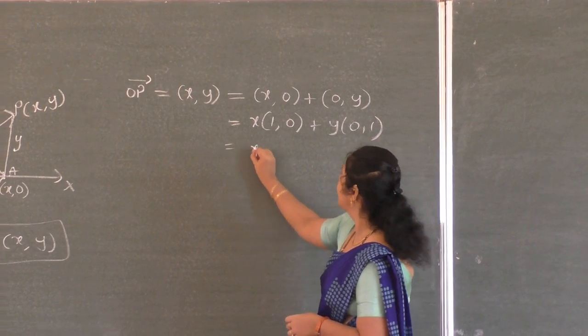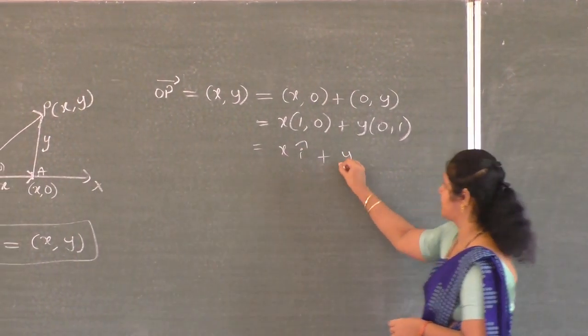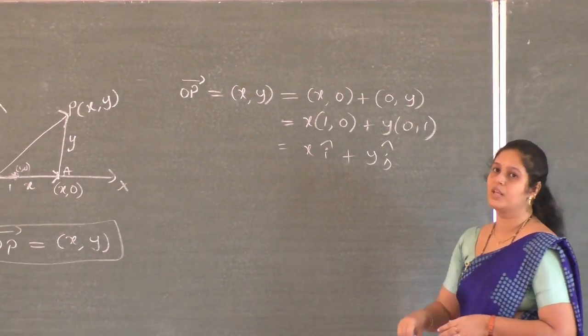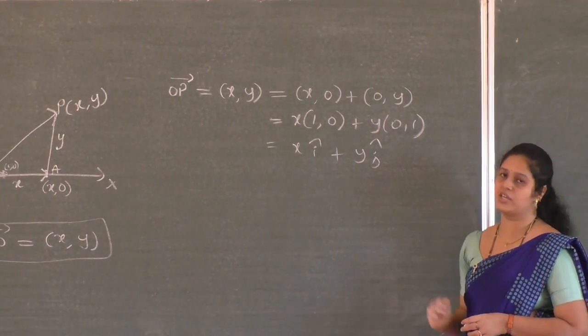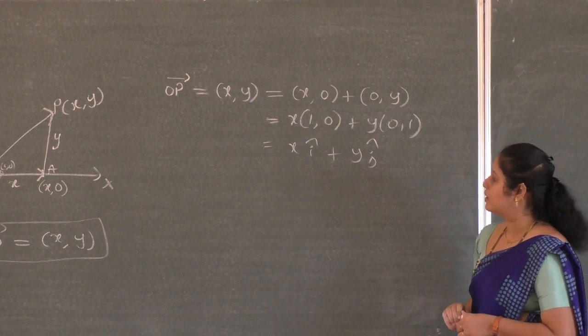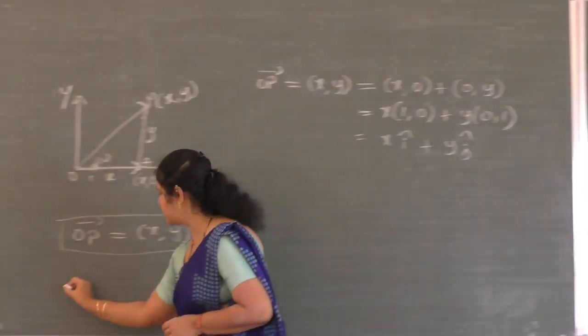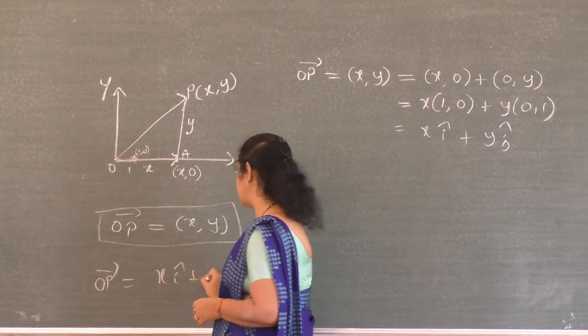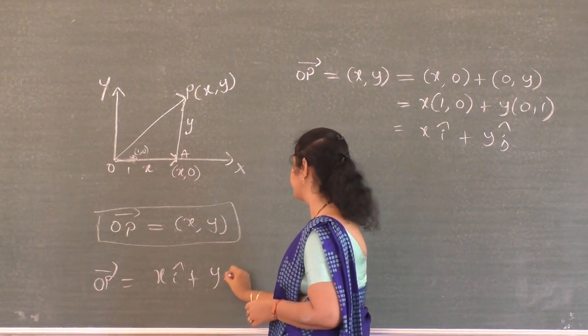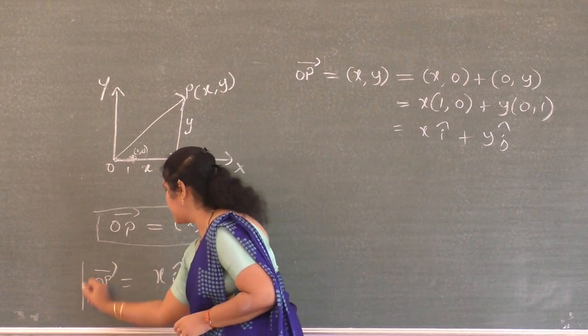Therefore I write x i cap plus y j cap. So this is another way of representing a 2D vector, x i cap plus y j cap. Then I can write vector OP is equal to x into i cap plus y into j cap.